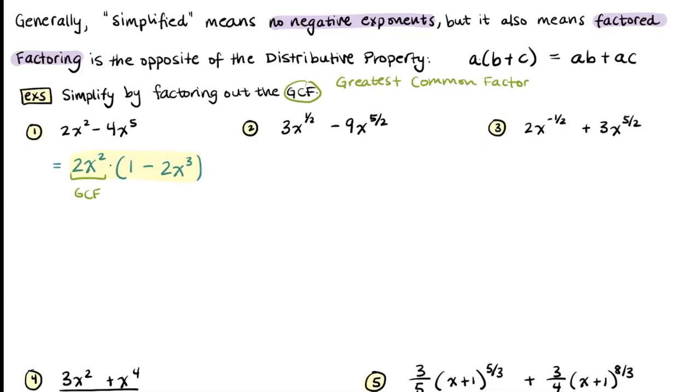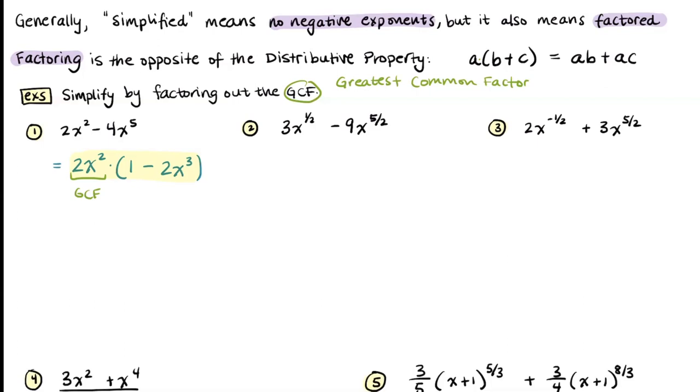You can always check if your work was good by just redistributing your GCF into both of these pieces and seeing if you get what you started with. I hope that was basic enough. This should be relatively straightforward for you. If you're really struggling with this, come talk to me and we can see if there may be some other options for you.